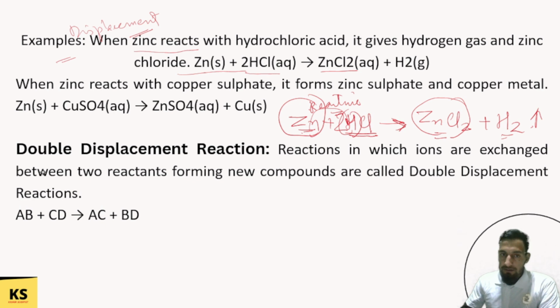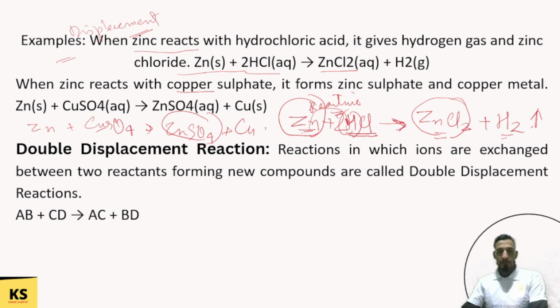Similarly, taking this example, zinc is also more reactive than copper. So when zinc reacts with copper sulfate, CuSO4, it gives us ZnSO4 plus Cu. Why? Because zinc is displacing copper from the given compound and taking its place, making the compound ZnSO4. This is happening because zinc is more reactive than copper. These types of reactions in which one element displaces another are called displacement reactions.